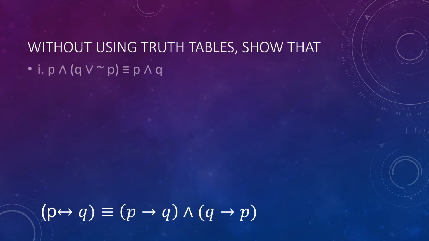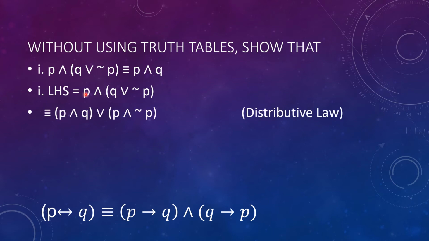Without using truth tables, show that (P and Q) or (negation P) is logically equivalent to P and Q. Here the very important statement is: without using truth tables. So I'll take the LHS and try to bring the RHS with the rules of logic which you have learned right now. Now see, you can see one bracket is there with an AND combination and one OR combination. So what will I do? I'll apply the distributive law, that is, I'll multiply this inside.